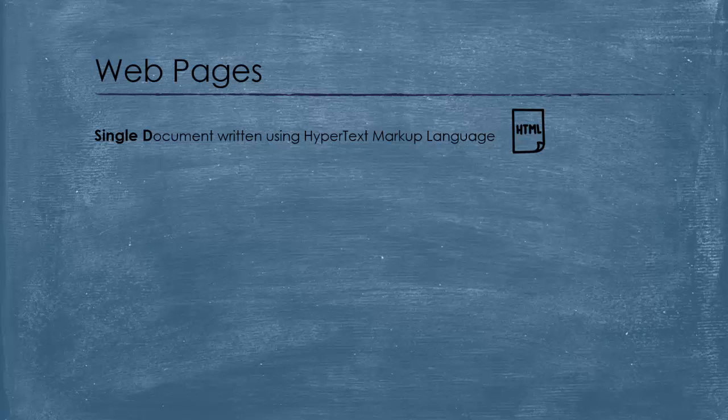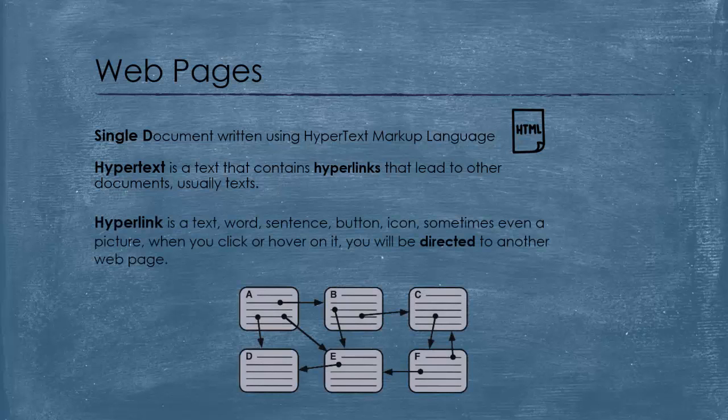You may ask then, what is hypertext? What I mean by a hypertext is a text that contains hyperlinks that lead to other documents, usually other web pages. A hyperlink simply is a text, word, sentence, button, icon, sometimes even a picture. When you click or hover on it, you will be directed to another web page.